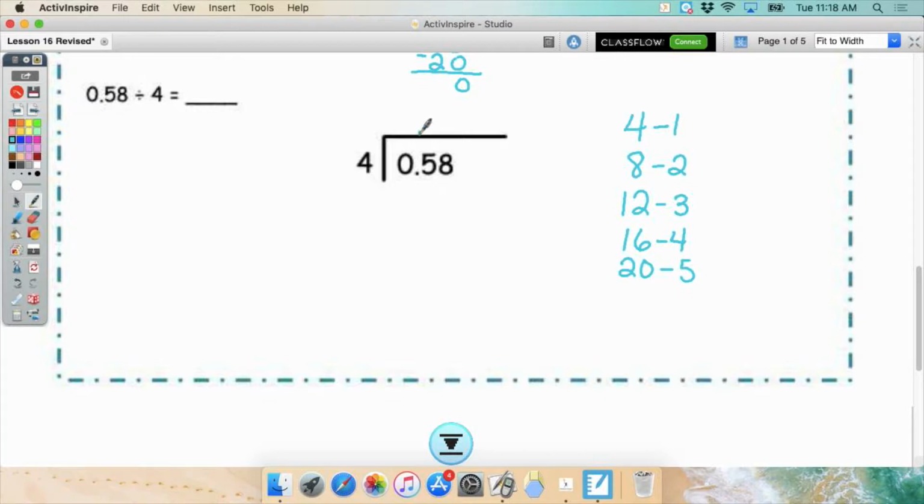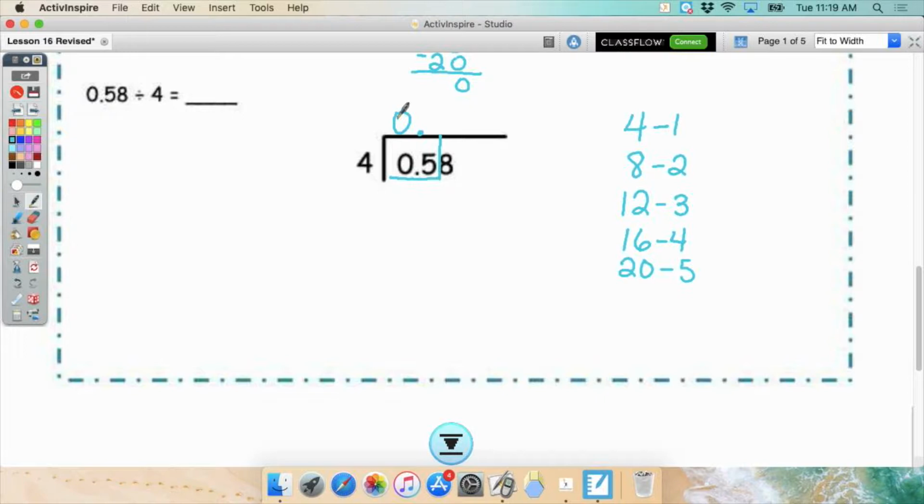Okay, this one's a little different. How is it different? There's a 0 in front in the ones place. So I'm going to put a box around the 0 and the 5. I'm going to skip the 0. Just write a 0 up there.